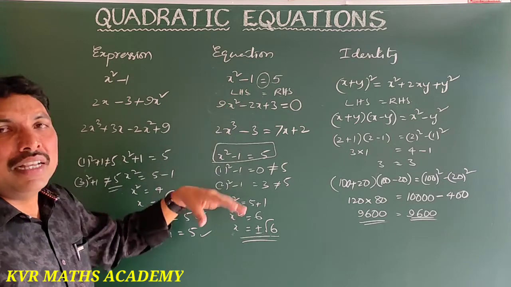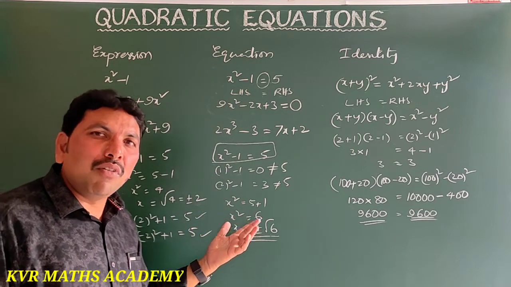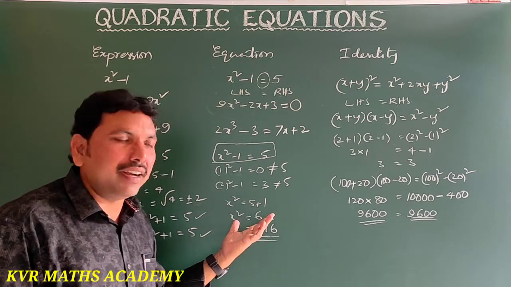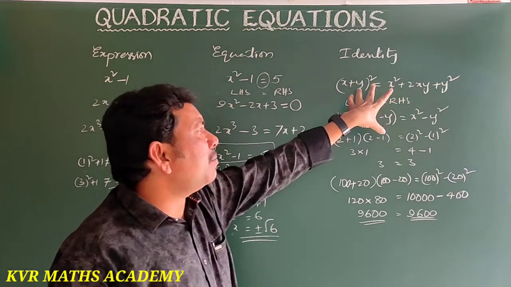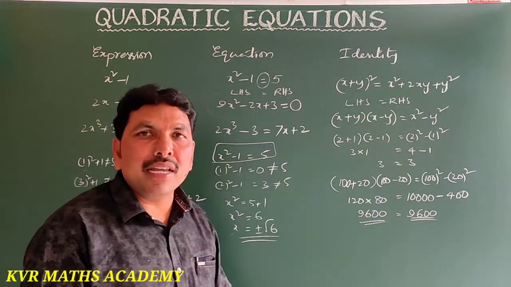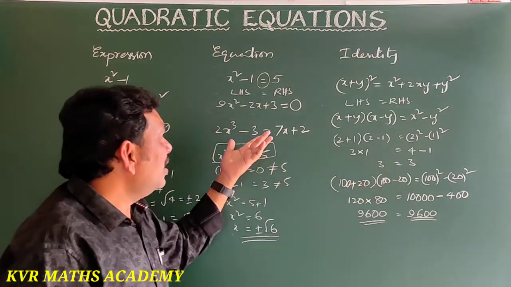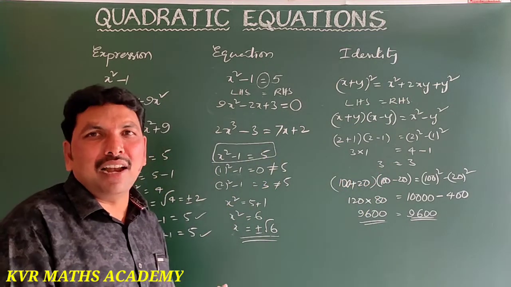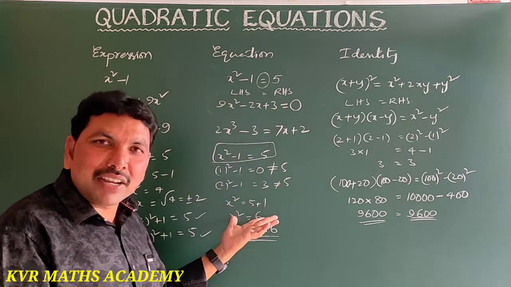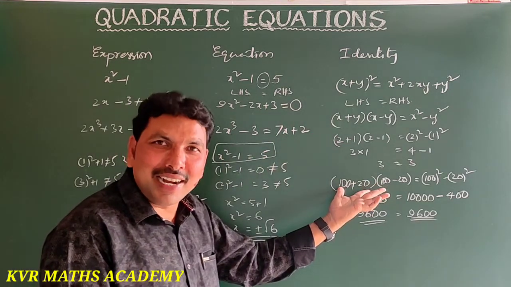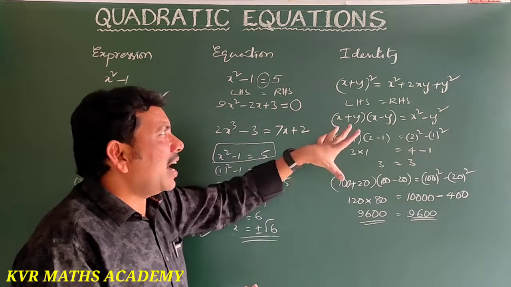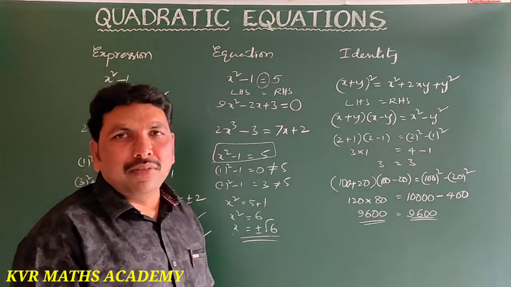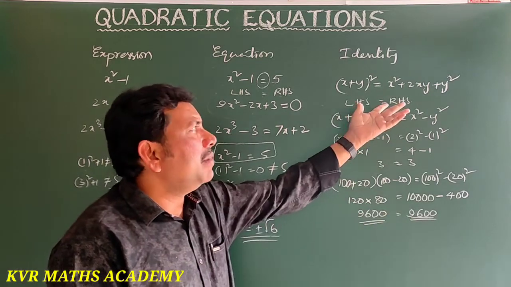So here, in the equation itself, only some values are satisfied. In an identity, whatever you substitute in the place of the variables, it will satisfy. In an equation, it does not satisfy for every value. So that is why it is called an equation, and that is called an identity. Have you understood clearly? For an identity, any value may satisfy.